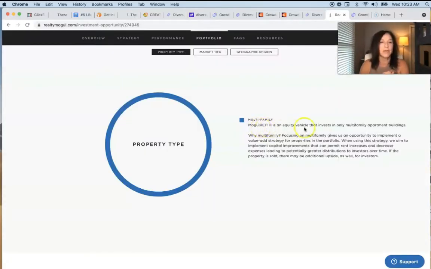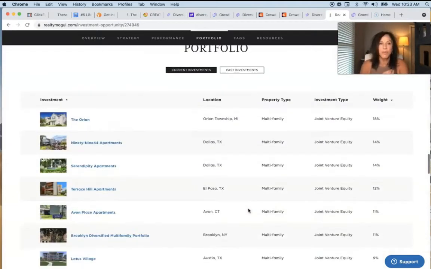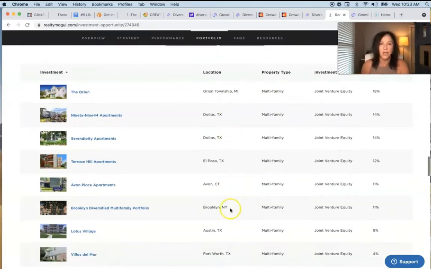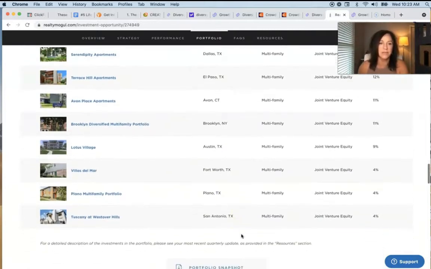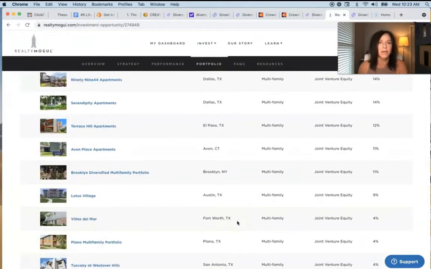This Mogul REIT is a vehicle that invests only in multifamily apartment buildings in their portfolio. So this is where you see that there's distribution of risk. They have a multifamily in Michigan, Dallas, Texas, a lot in Texas, Connecticut, New York, more Texas. Texas is very hot right now, and they're weighted differently.